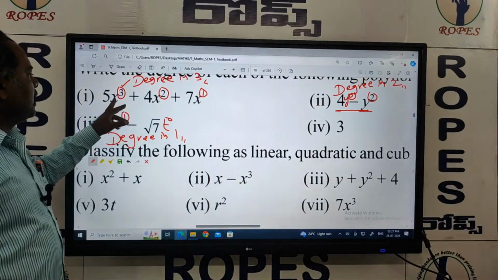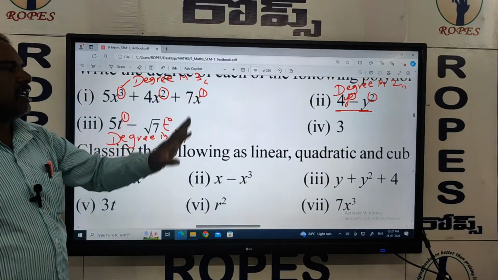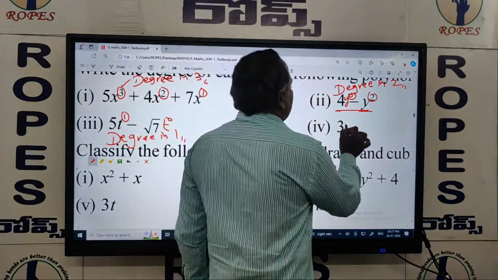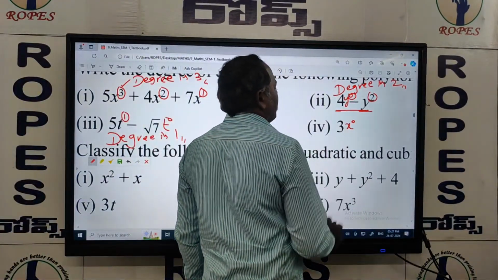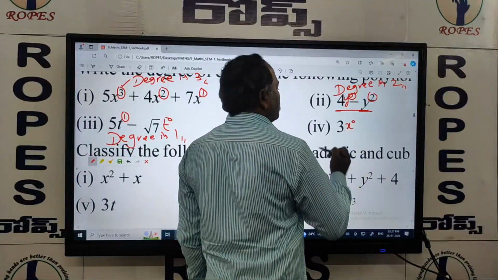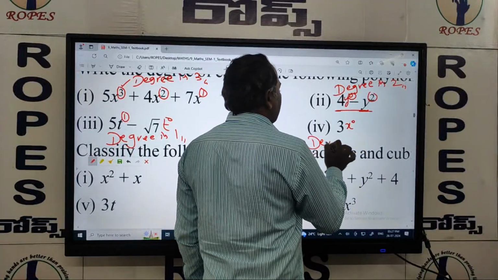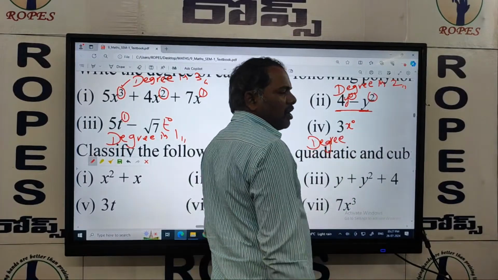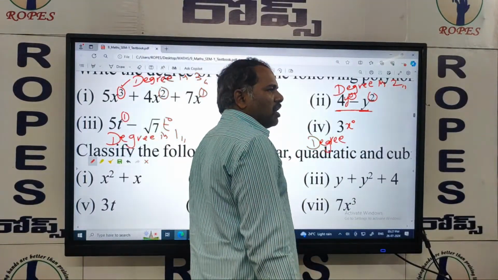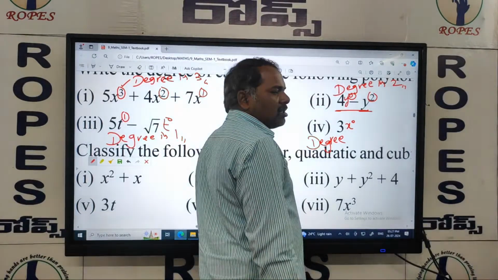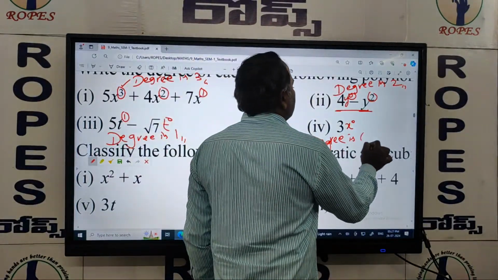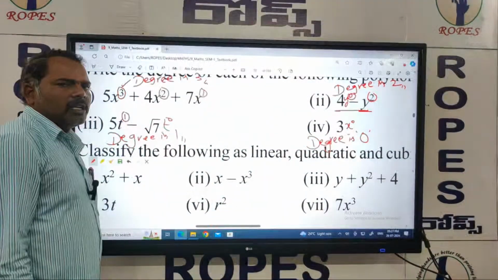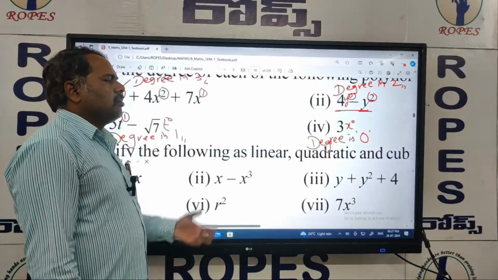Then we wrote this. For the first one degree 3, second one degree 2, third one degree 1, and for the fourth one nothing is there. Then we can write any variable from a to z with power 0. If there is no variable, that is a constant polynomial. In our previous classes we learned that the degree of a constant polynomial is 0. So we can keep any variable from a to z with power 0.